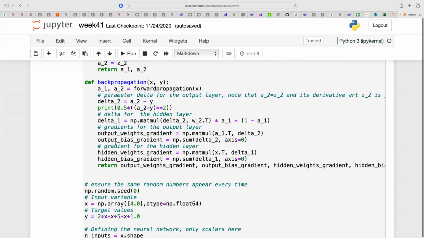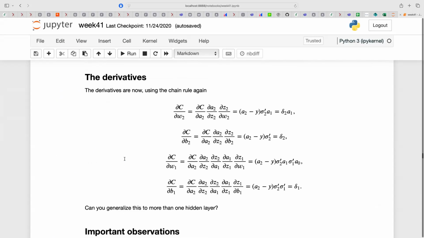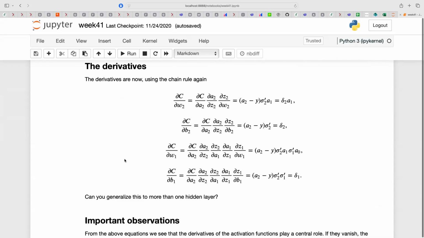And then I calculate the output weights and gradient. So this is the gradient. And what I do next, so this function returns the gradients for the output weights, the output bias, the hidden weights, and the hidden bias according to these equations, which you see up here. So these are the equations which we're coding.